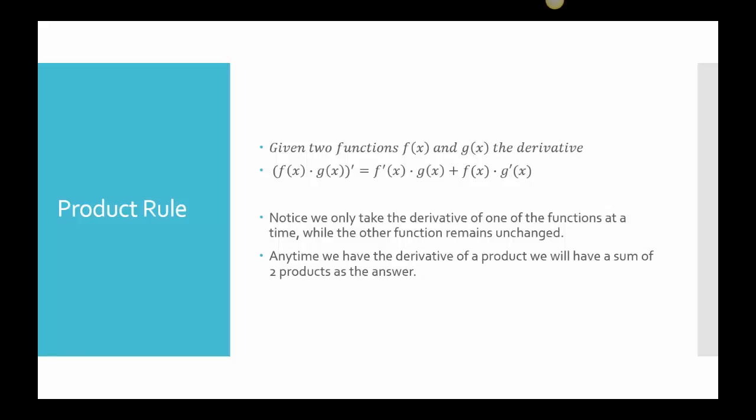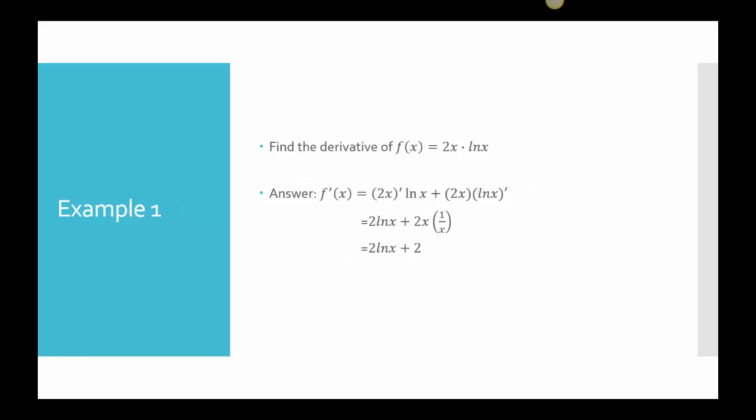So when I try to find the derivative of f times g, I'm going to get the derivative of f times g plus f times the derivative of g. Notice we only take the derivative of one of the functions at a time, while the other function remains unchanged. So anytime we have the derivative of a product, we will have a sum of two products as the answer. What I really think is when I'm taking the derivative of a product, I should see my answer get a lot bigger. So let's take some examples so we can see how this works.